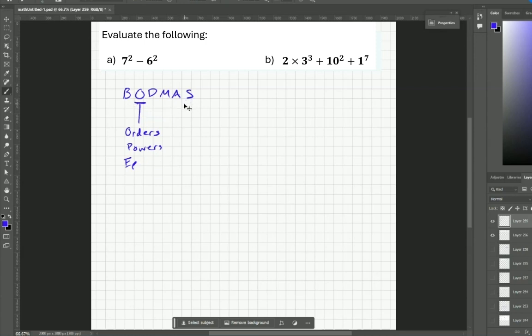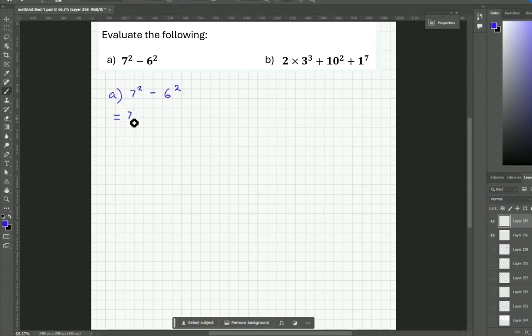Alright, so let's get rid of that, and let's see how this is done. The subtraction is much lower down the order of operations than the evaluation of these two powers, so we should do that first. So we have 7 squared minus 6 squared.